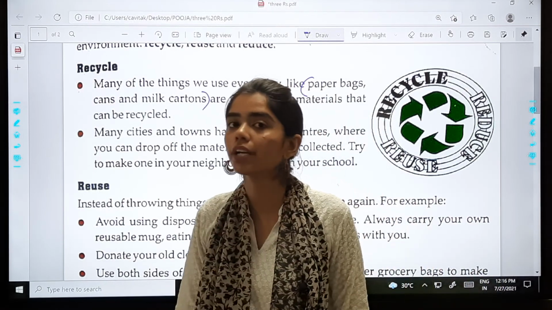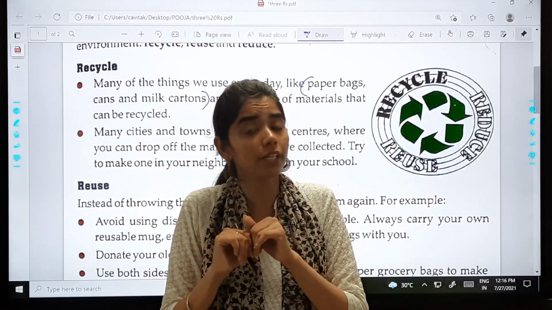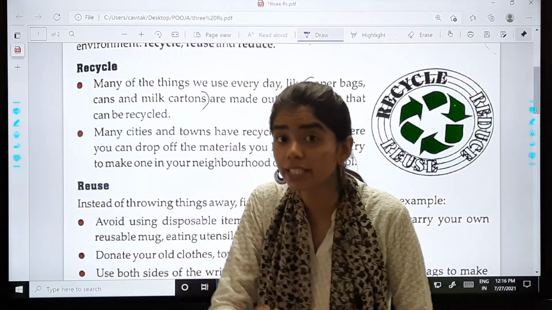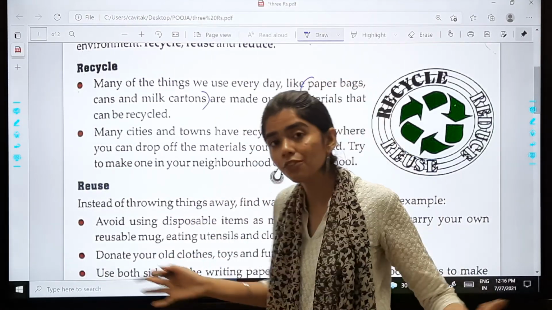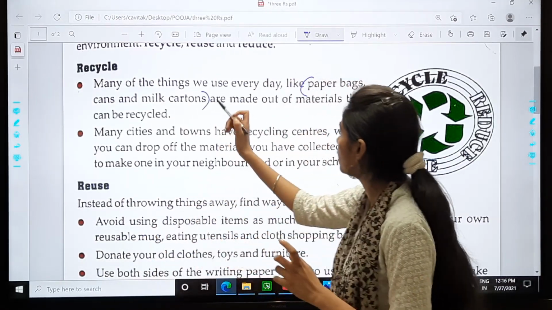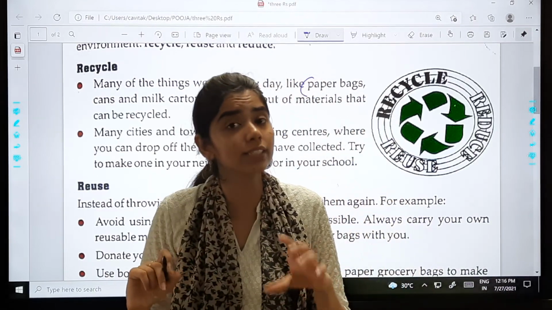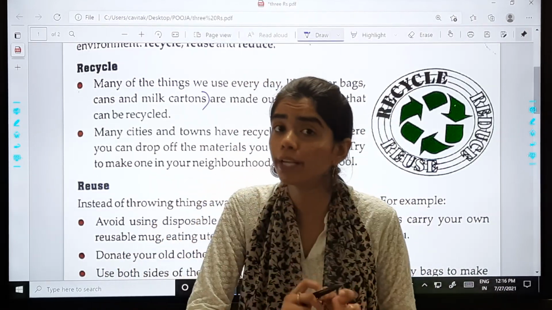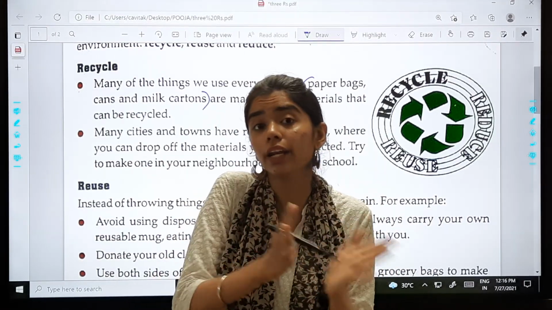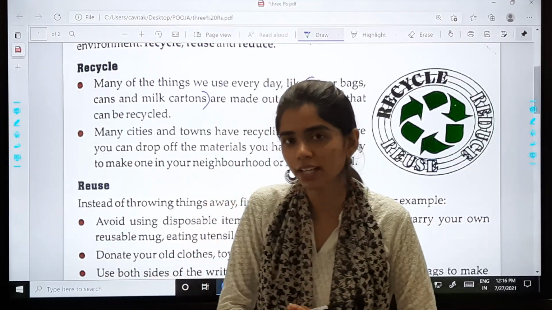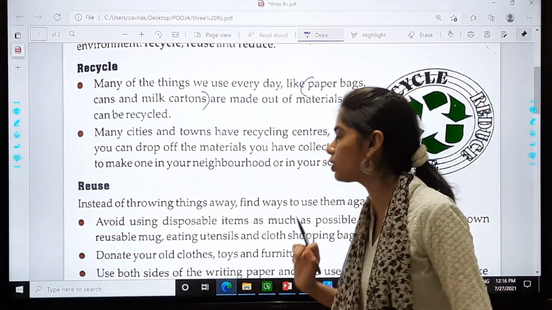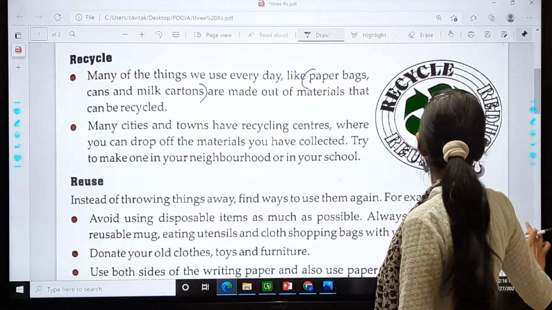So what we can do is, in order to reduce the wastage also, that is another R, we can recycle things. So for that we can collect these kind of cans, okay, these food cans also, then these milk cartons, paper bags, and we can give it to the recycling centers. So these recycling centers will make another thing out of it. Clear? This is it. Then what is it? Try to make one in your neighborhood or in your school.